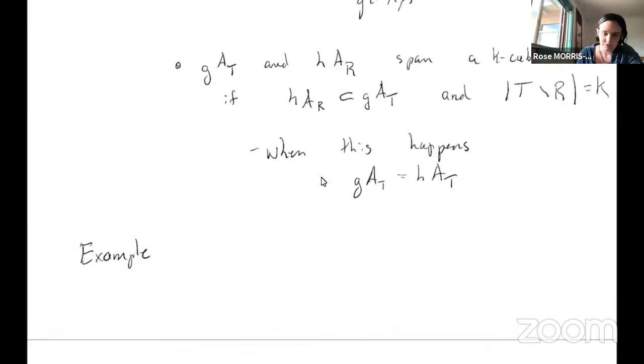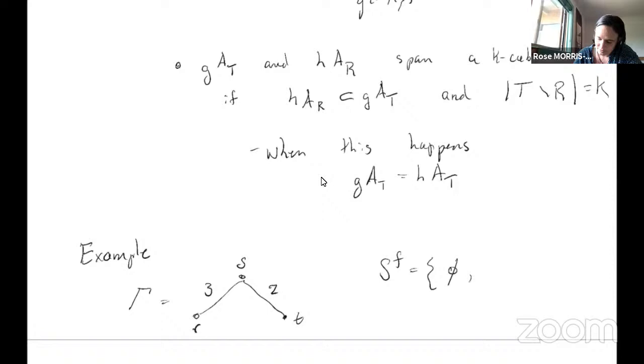My example here, my gamma is going to look like this. It's just going to be two edges, one labeled 3 and one labeled 2. Maybe we should give these labels R, S, T. And so what is my SF here? My set of subsets of generators that generate finite type things: I should get the empty set, all the sets that are just singletons, the set that's just T, and then the set RS and the set ST.